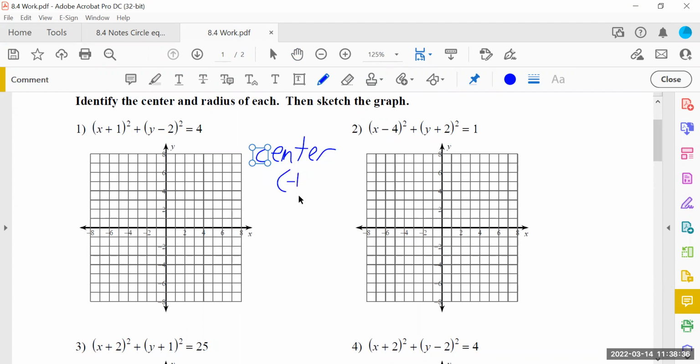Center is -1, 2. -1, 2 is right there. Find the radius. Radius is the square root of 4. Square root of 4 is 2. Up 2, right 2, down 2, left 2. Draw your circle. There's number 1.